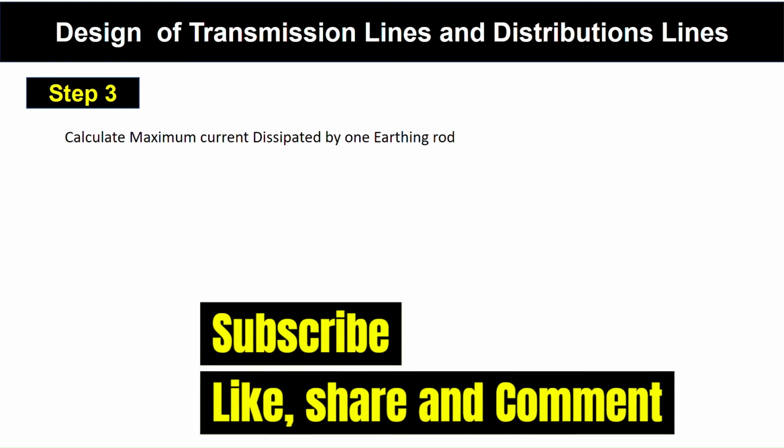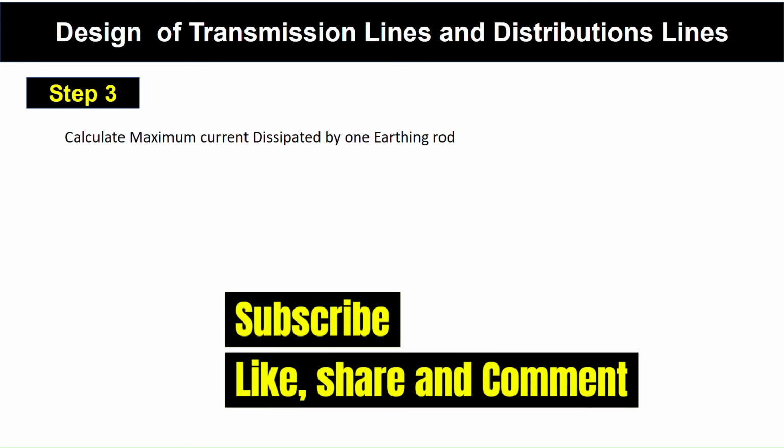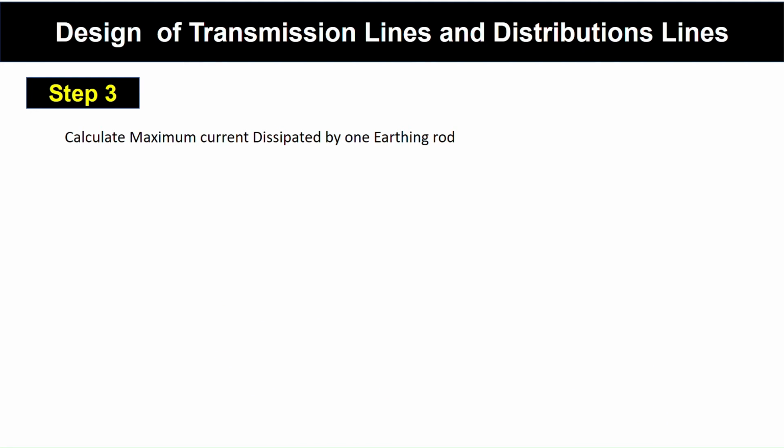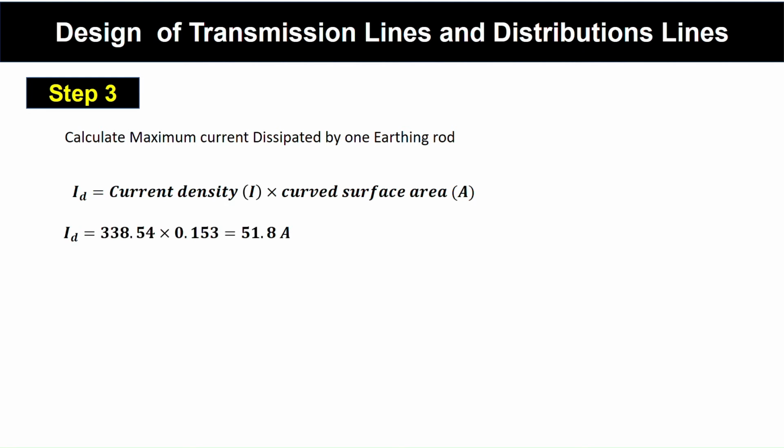Step 3, calculate maximum current dissipated by one earthing rod. The formula for that is ID, that is the maximum current dissipated, is equal to current density into curved surface area. We have already calculated the current density and curved surface area of a rod. Putting these values in this equation, we can get the value of ID. ID equals 338.54, that is the current density of the earthing rod, into 0.153, that is the curved surface area of the rod. It becomes 51.8 amperes.